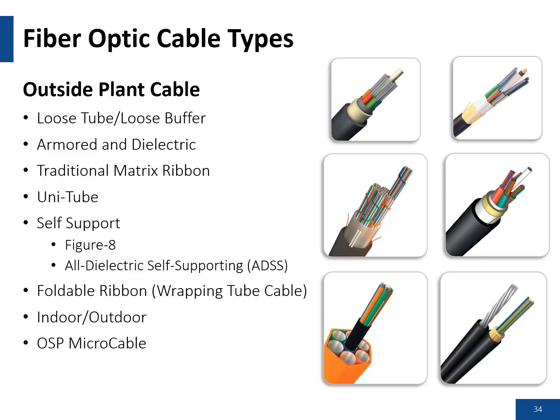There's a new generation of ribbon cables called foldable or collapsible ribbon. Our trademark name is wrapping tube cable. And there are also cables that are called indoor-outdoor cables. They have the attributes of the requirements of an outdoor cable, but they have the fire resistance requirements for riser for going into the building. And then there's also another new generation of small diameter cables called microcore cables or micro cables.